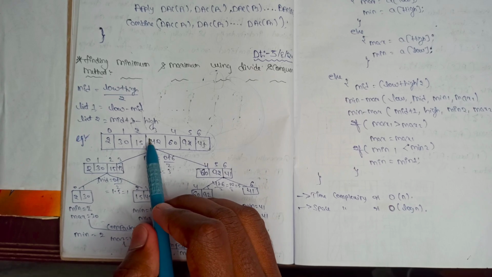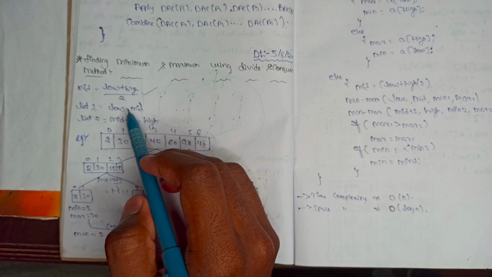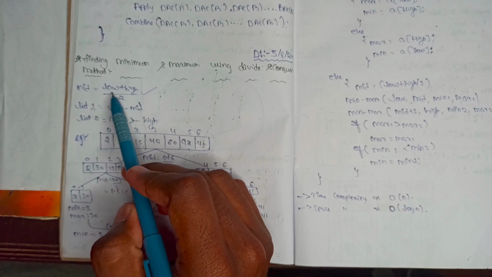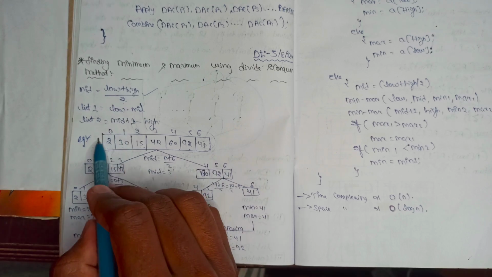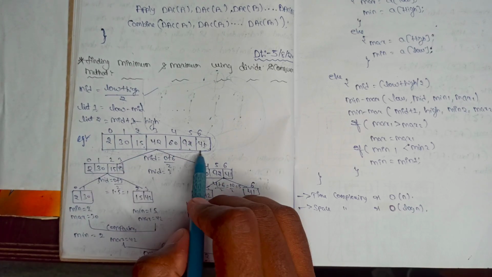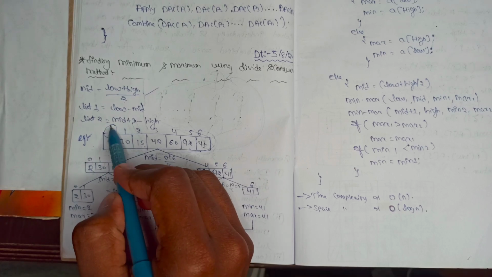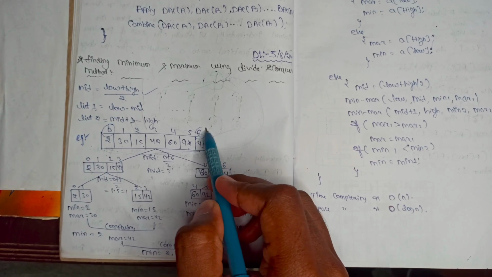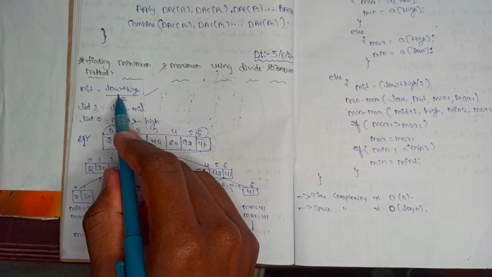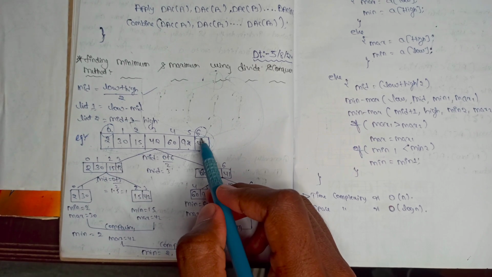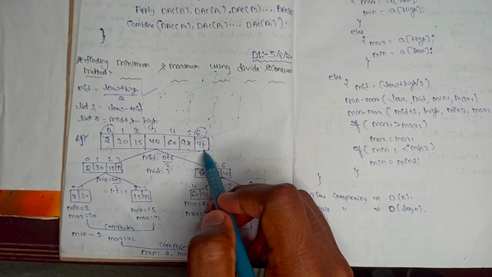The first formula is the mid value. Firstly we have to find the mid value. The mid value formula is low plus high divided by 2. Here there are 7 elements. The lowest element is at index 0 and the highest element is at index 6. The lowest index value is 0, and the highest index value is 6.